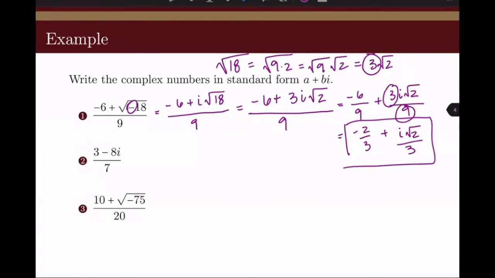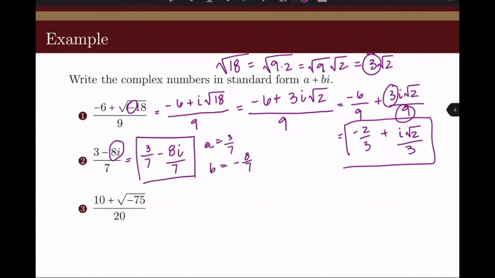Next, number 2. Here we don't have anything to simplify under a square root, so that's kind of nice. We're just going to split up this fraction. So we'll have 3 over 7 minus 8i over 7. And from here, we're actually done. Our a would be 3/7, and our b would be -8 over 7 in this case. All right, let's do the last one.